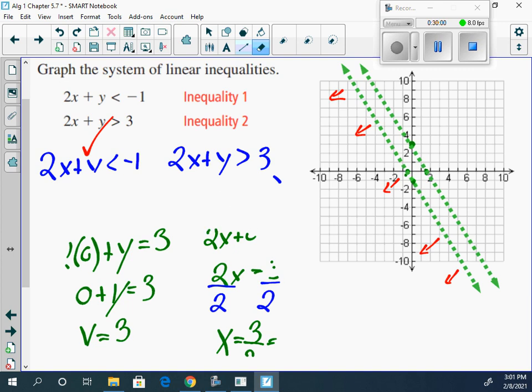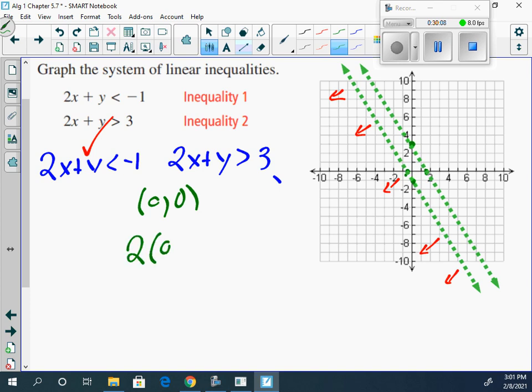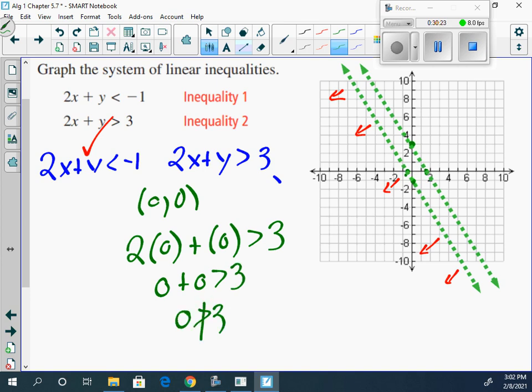Almost done. Now we just need to figure out which direction we are shading. So we can check 0, 0. So 2 times 0 plus 0 is greater than 3. Well, 2 times 0 is 0? So we shade away from the origin, yes? Away from this point in the middle.